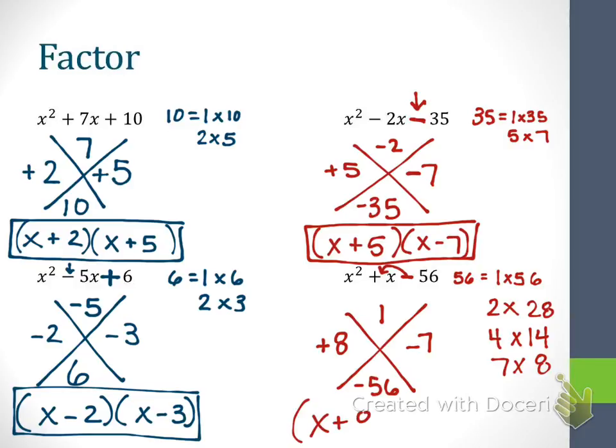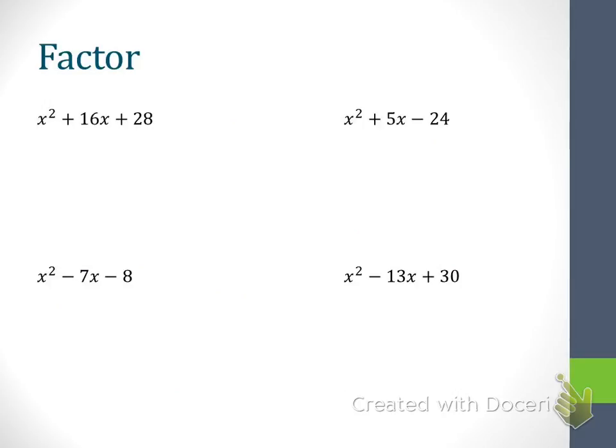So it's going to be x plus 8, x minus 7. And if you wrote x minus 7 times x plus 8, that is completely fine. It does not matter which order, as long as you have the right terms. Okay? Let's do some more. And like I said, the more you do of these, the better you're going to get.